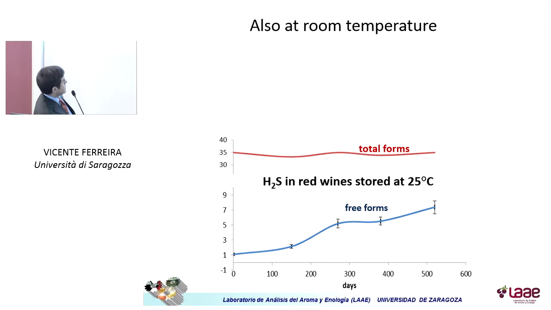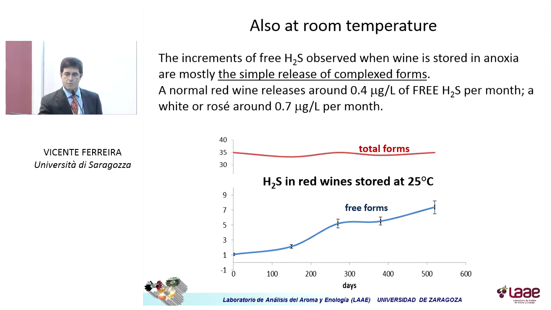You see what happens along more than 1 year of storage of many red wines in anoxia, and you see again total forms remain stable and free forms increase continuously. Ma lo stesso comportamento si manifesta a temperatura ambiente. Questo grafico illustra le quantità di idrogeno solforato totale e libero in un vino mantenuto per quasi 2 anni a 25 gradi centigradi, in assenza di ossigeno.